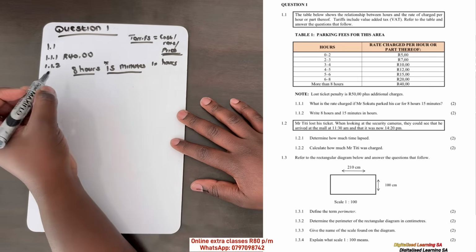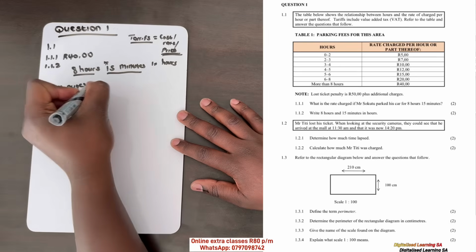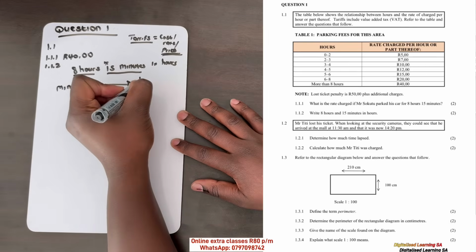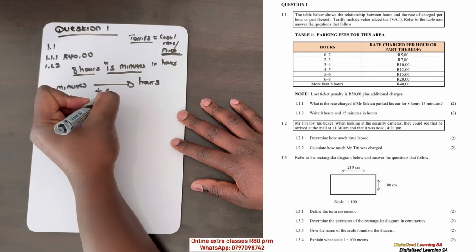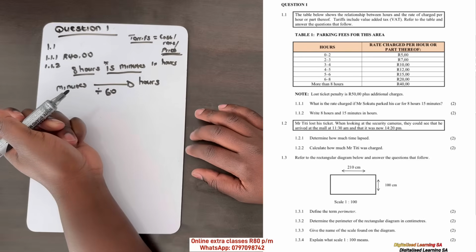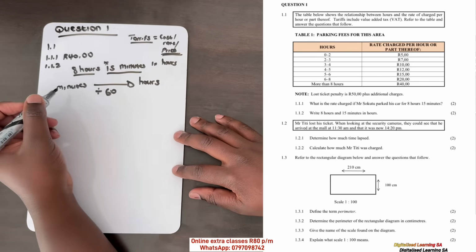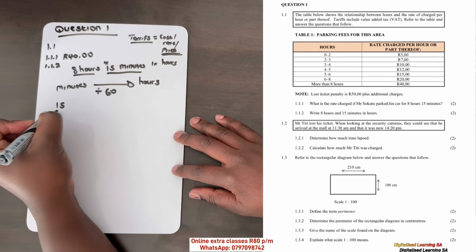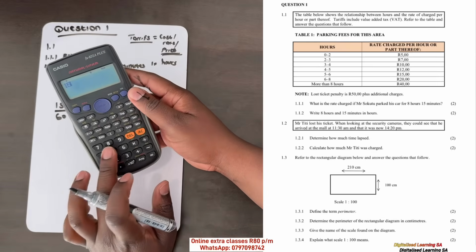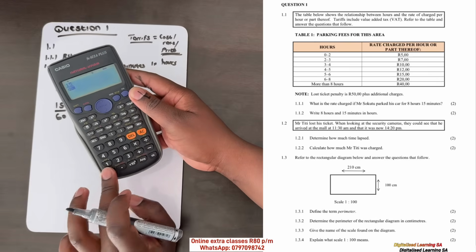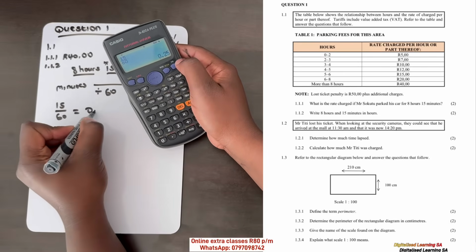And how do we convert minutes to hours? Converting from minutes to hours, we divide by 60, because we all know that 1 hour is equal to 60 minutes. So in this case, we are going to take the 15 minutes and divide by 60. So 15 divided by 60. So now we can see that 15 minutes in hours is equal to 0.25 hours.